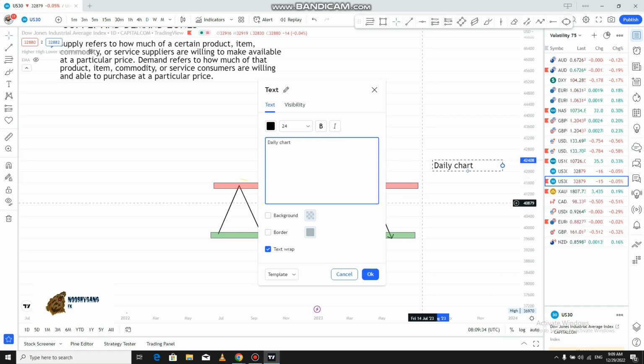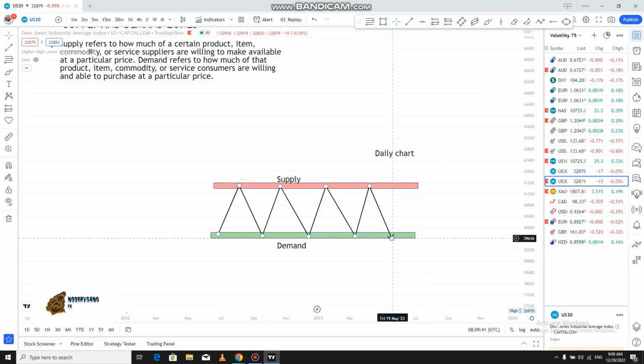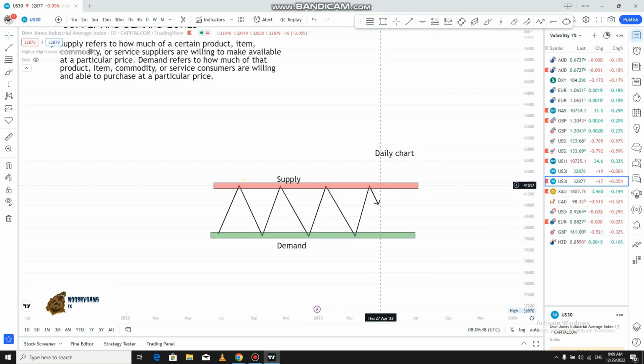Let's just assume that this is the daily chart, and we assume that the price is somewhere here. All right, beautiful. So what you have to be doing is how to catch these moves.